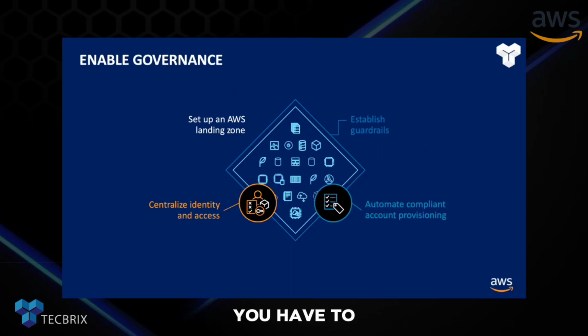So it will implement automatically within all your AWS accounts. Plus, you have to automate the account provisioning. Once we operate in AWS, we need to create new AWS accounts, deploy new AWS services, or migrate new applications. Once we create a new account, the account provisioning will be automated and it will be compliant. It will have all the guardrails, all the security best practices implemented within that AWS account.